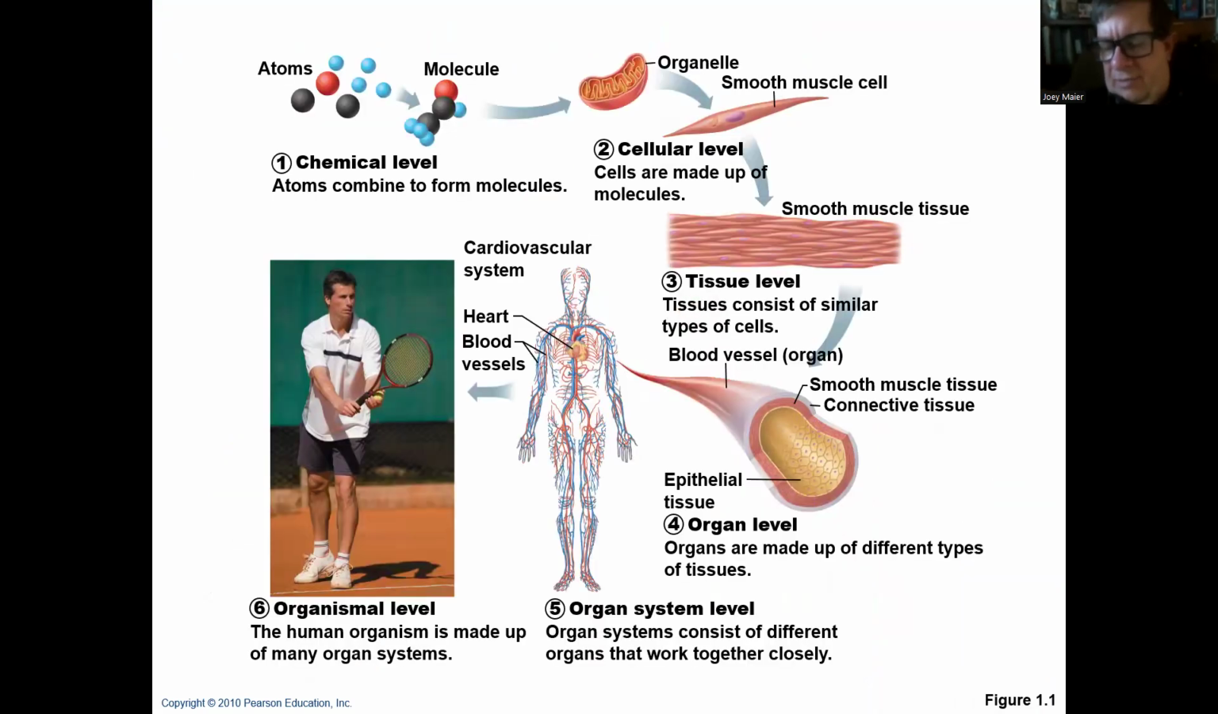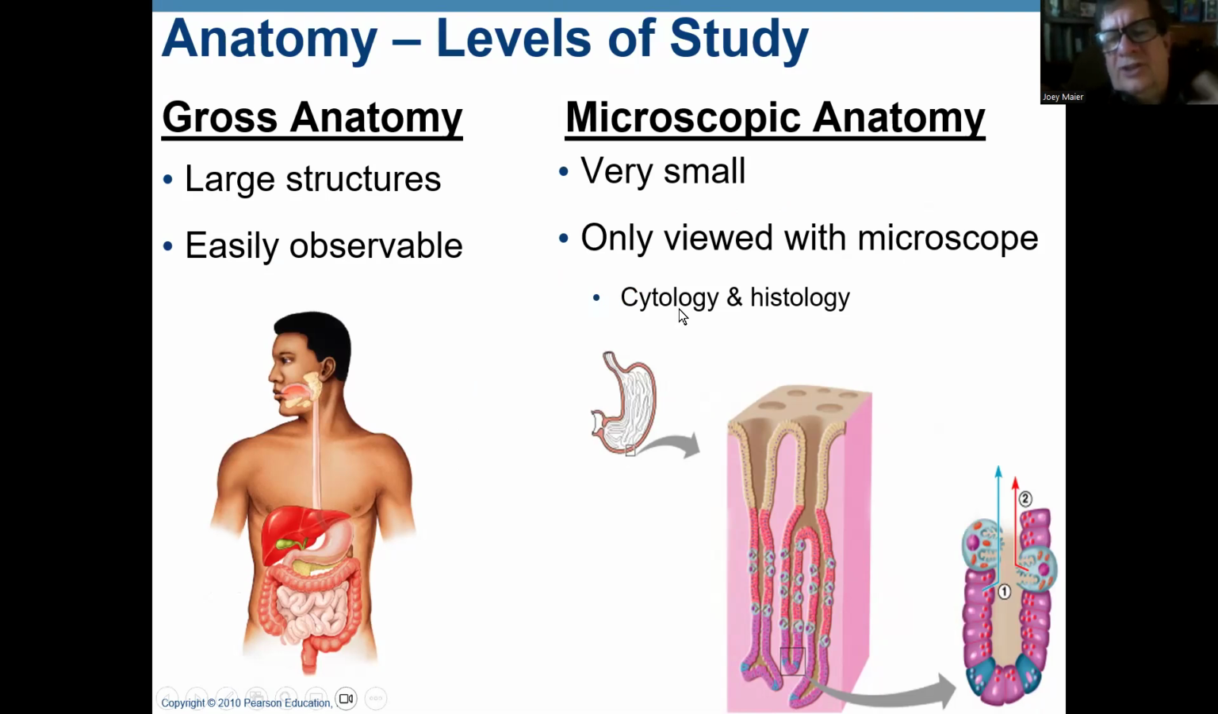We have words for specific parts. Logy is the study of, cyto is cell. So cytology would be the study of cells. Histology would be the study of tissues. Those are two examples of microscopic anatomy.